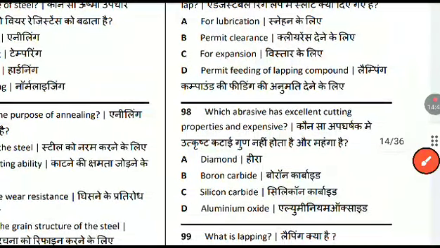Which abrasive has excellent coating properties and is expensive? Boron carbide. CBN.